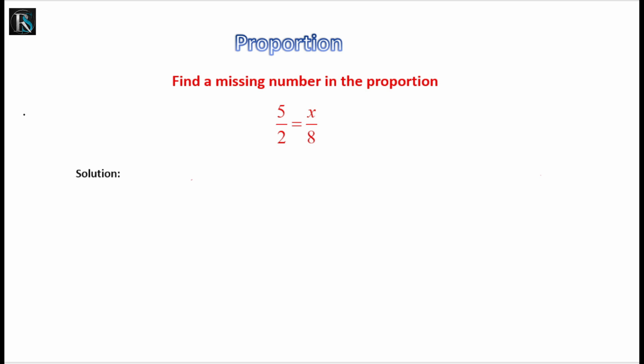So first of all, we will do the cross multiplication, and for the given problem that would be 5 upon 2 is equal to x upon 8. We will do just a cross multiplication here. That will be 5 times 8 and 2 times x. That will give us 40 is equal to 2x. Now we are left with the equation.